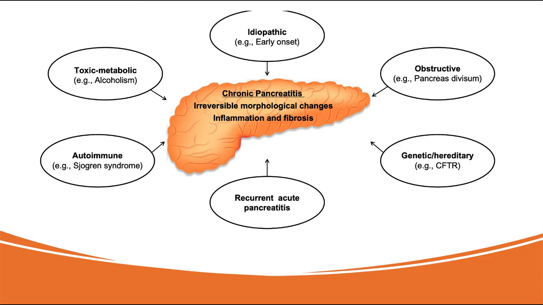The etiological risk factors associated with chronic pancreatitis are multiple and involve both genetic and environmental factors. Numerous etiological factors have been identified: alcohol, smoking, genetic or hereditary, efferent duct obstructive, systemic disease, autoimmune, and idiopathic.